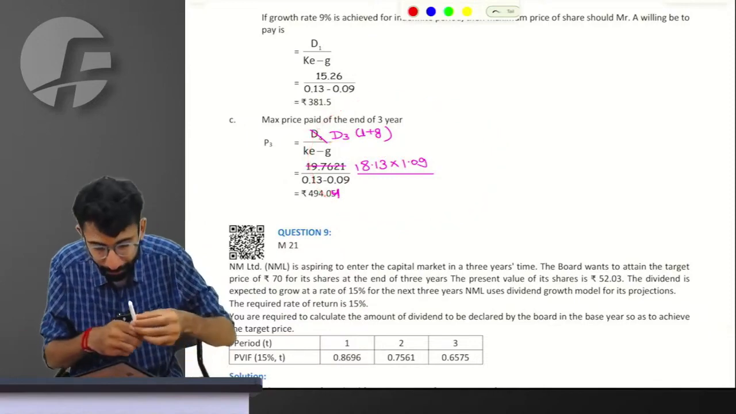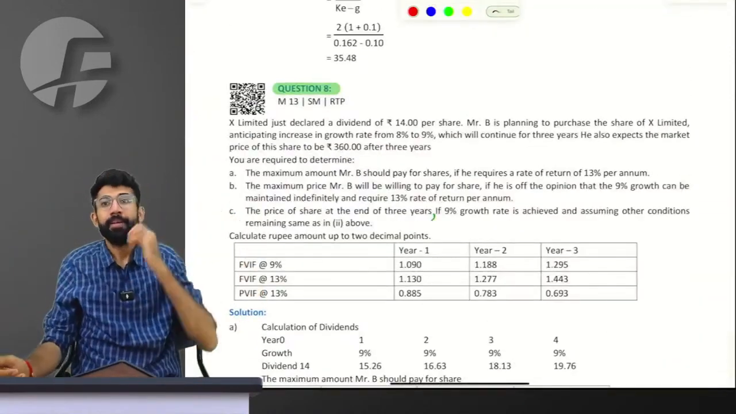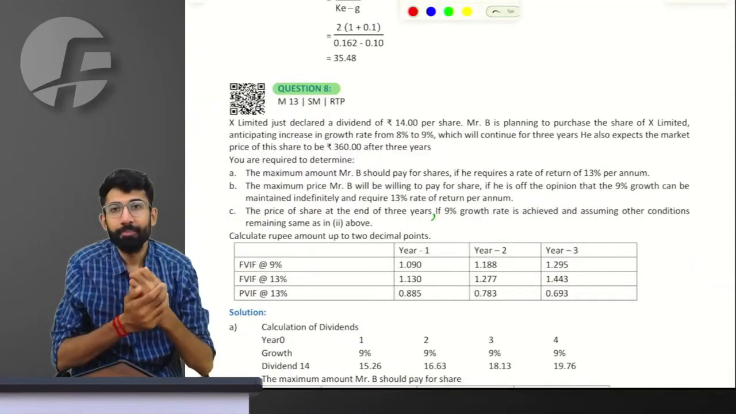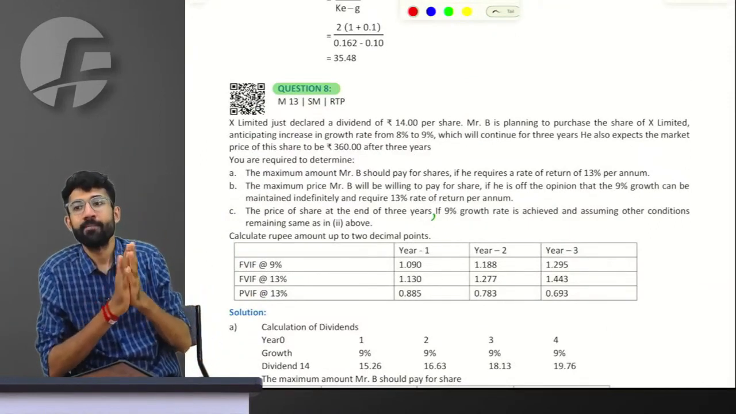Requesting your responses, people in the class. Are we clear with this question? Question number 8, everyone. Are we all set with question number 8? Kindly confirm, everyone.